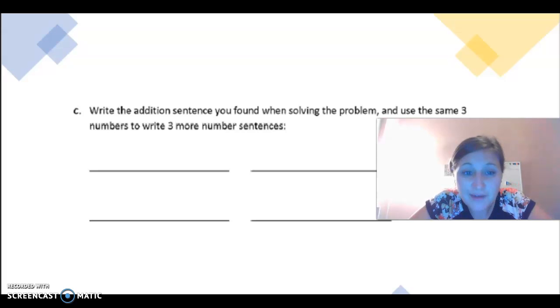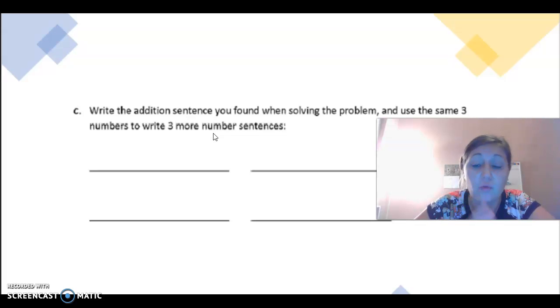Yay, it's time for your very last problem on your review. You are doing so awesome. All right, this is for C. It says, write the addition sentence you found when solving the problem, and then use the same three numbers to write three more number sentences.